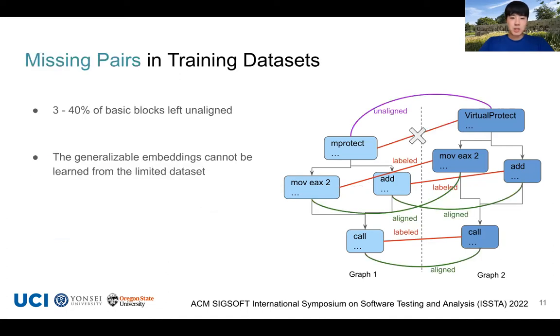However, platform-specific code pairs cannot be generated in this way because they're not compiled from the same line of code. This means that platform-specific code pairs should be manually included in the training dataset. Otherwise, the embedding model cannot learn the semantic alignment between those platform-specific code. But considering that 3 to 40% of basic blocks are not aligned in our dataset, it is virtually impossible to manually generate pre-aligned pairs for platform-specific code.